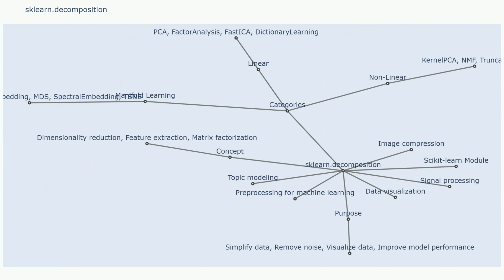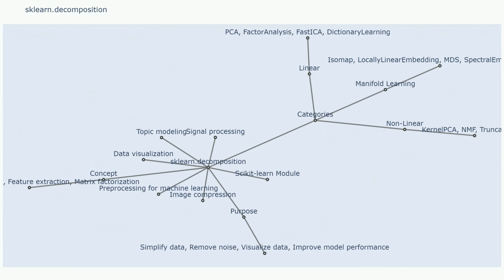Implementation. sklearn.decomposition.NMF. Parameters. n_components: number of components to keep. init: initialization method for the factorization. solver: algorithm used for the factorization. 3. Truncated singular value decomposition. Truncated SVD, a variant of SVD that only computes a subset of the singular values and vectors, achieving dimensionality reduction.